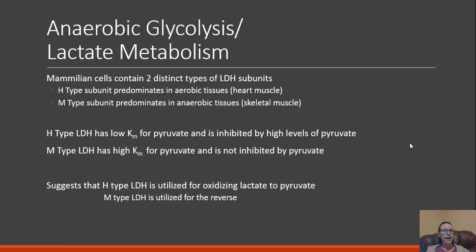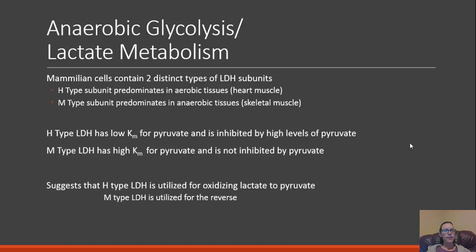Mammalian cells have two distinct types of subunits on the lactate dehydrogenase enzyme: an H-type and an M-type subunit. The H-type subunit predominates in aerobic tissues, such as the heart muscle. We talked about earlier that the heart muscle has a constant need for energy because it's constantly contracting and working. In these types of tissues, there is a low affinity for pyruvate, and the enzyme is inhibited by high levels of pyruvate.